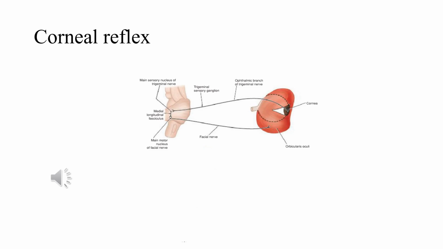From the motor nucleus of the facial nerve, the impulses will pass on to the orbicularis oculi, which will contract, and there will be reflex contraction. Because of the reflex contraction of orbicularis oculi, there will be blinking of the eyelids or closure of the eye.